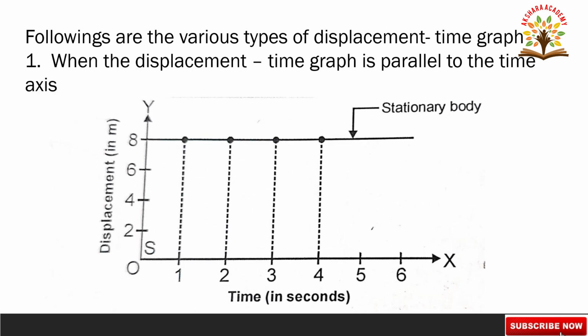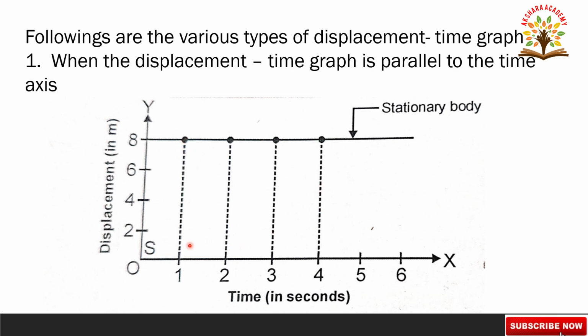Following are the various types of displacement time graphs. Let us see the graph. This is the graph between displacement and time. First case, when the displacement time graph is parallel to the time axis. Here, time is on the x-axis and displacement is on the y-axis.